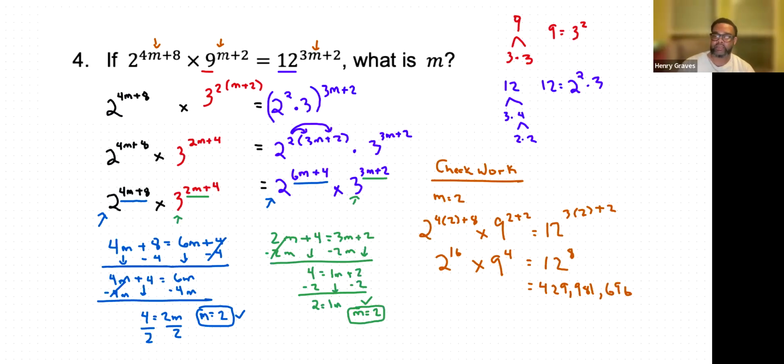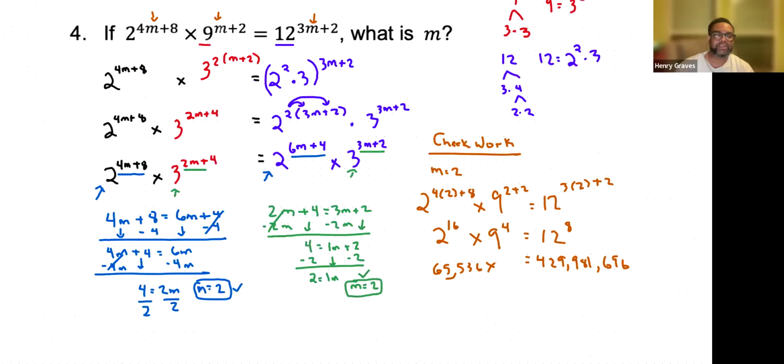2 raised up to the 16th power. I believe that's going to be 2 multiplied 16 times. It'll be 65,536. And then times 9 to the fourth power. That one's actually a little bit smaller number. 9 raised up to the fourth power is actually going to be 6,561.